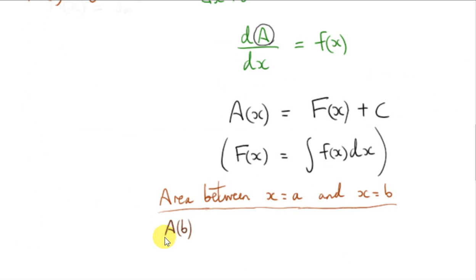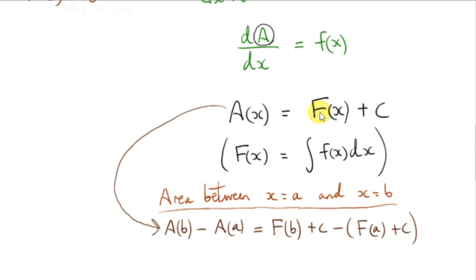So really we just have to calculate A of b, but we can write our area as A of b minus A of a. After all, A of a is just 0, so we're just taking 0 from this. This is what we're after. If we subtract 0 from it, we don't change it. But if we write it like this, then we can link the area to the integral of little f of x.